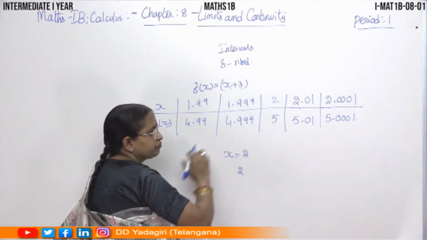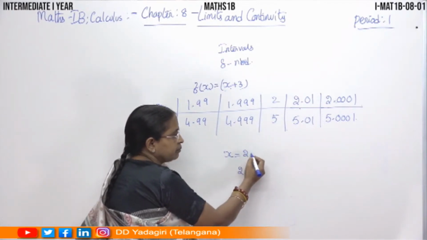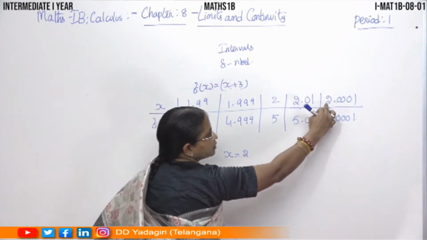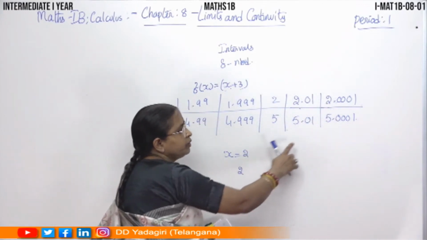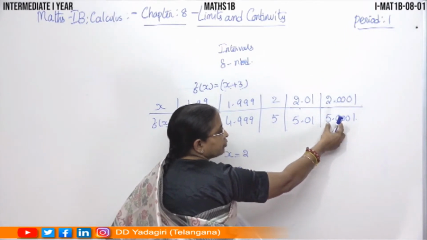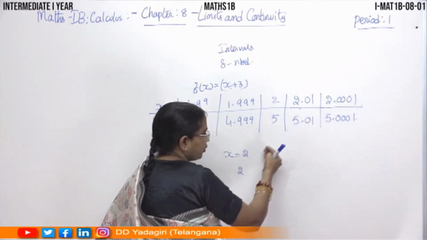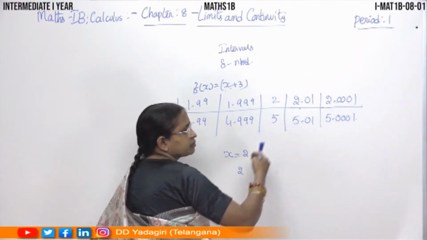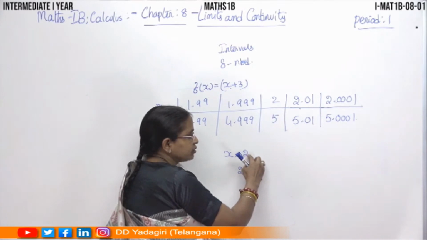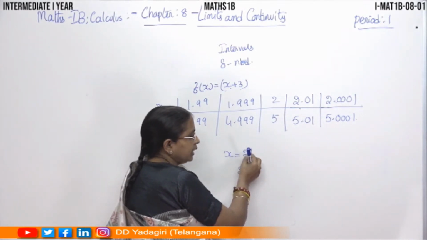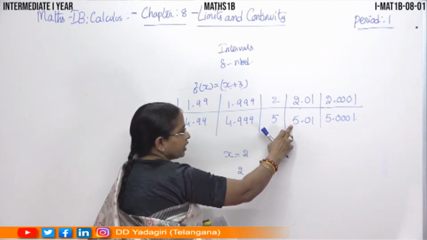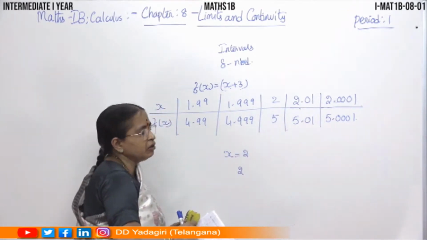It is approaching 5. Now if you take some numbers greater than 2 but very nearer to 2, like 2.001, it is very nearer to 2. F of x is taking a value which is very nearer to 5. As x comes nearer to 2 with values slightly greater than 2, f of x is taking the value 5.